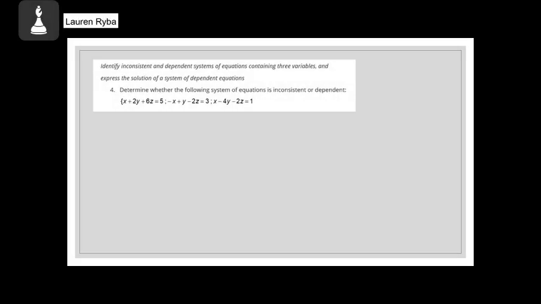Next, we are going to identify if we have an inconsistent or a dependent system. With inconsistent, we're going to get to the point where we end up with a false statement and there is no solution. Dependent is where we end up with a true statement and one or two variables can be written in the form of the other variable.